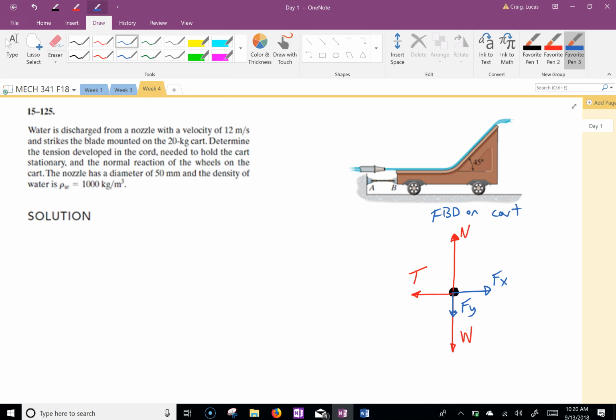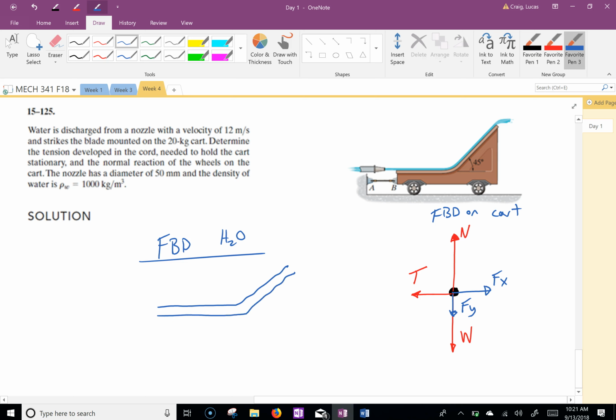Now, if you remember the block sliding down the cart, what did we also have to do a free body diagram on in that problem? The block. Well, here we have water, so you have to do a free body diagram on the water. Okay? So here is the water, and then this shoots at 45. And that's kind of where our control volume is. So this is V2, comes in at V1.